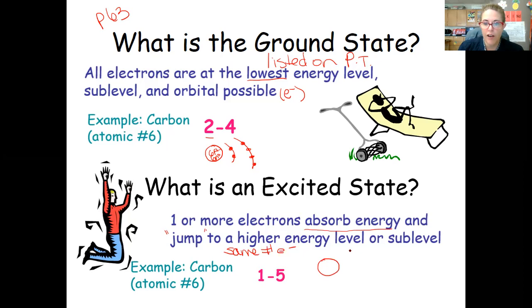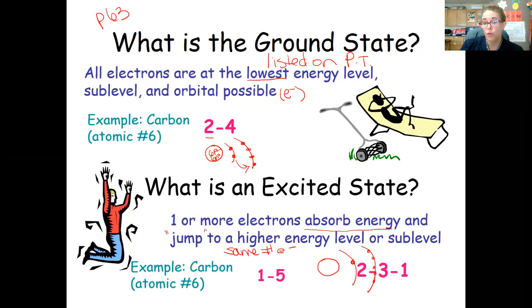So here I have my nucleus, and I only have 1, and then now I have 5. So 1, 2, 3, 4, and 5. One of these decided to jump up a level. But in order for an electron to go up a level, you can't just jump without expending some energy. You've got to add some energy to jump to a higher energy level.